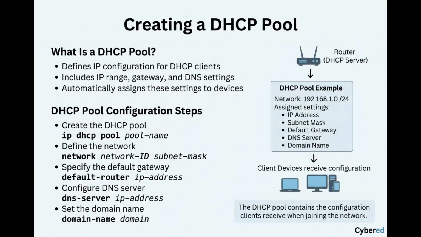A DHCP pool defines the configuration information that will be assigned to DHCP clients, such as IP addresses, gateway, and DNS settings. These are the steps to configure a DHCP pool. So to create the DHCP pool, ip dhcp pool, pool name. To define the network and subnet mask, network, network ID, and subnet mask. Specifying the default gateway, default-router, IP address. Define DNS servers, dns-server, IP address, and specify the domain name, domain-name.